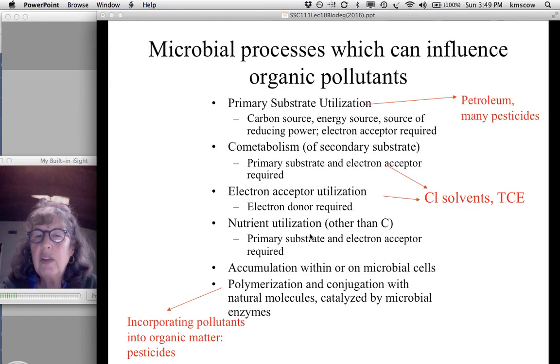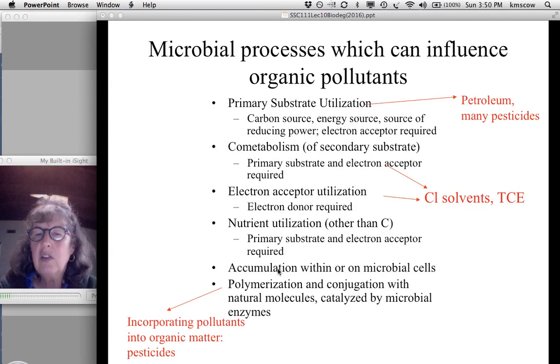Then there's nutrient utilization. Some contaminants or pollutants that are pesticides, like atrazine, have nitrogen in them. And once people figured that out, they realized that they could set up conditions where it was nitrogen deficient, and that pushed the organisms to start using the atrazine to get the nitrogen out of it. So you can do interesting things once you know metabolically what's going on and why the microbes might use the compound.